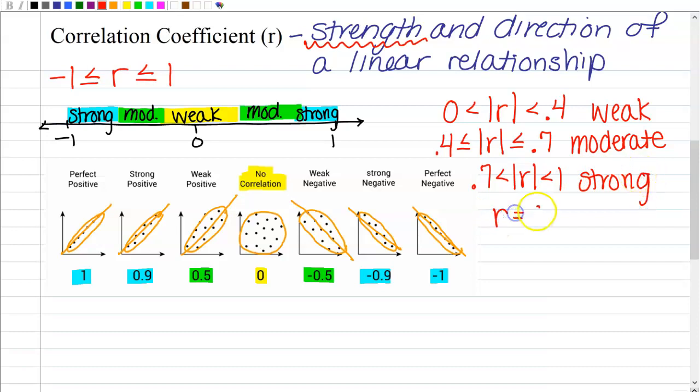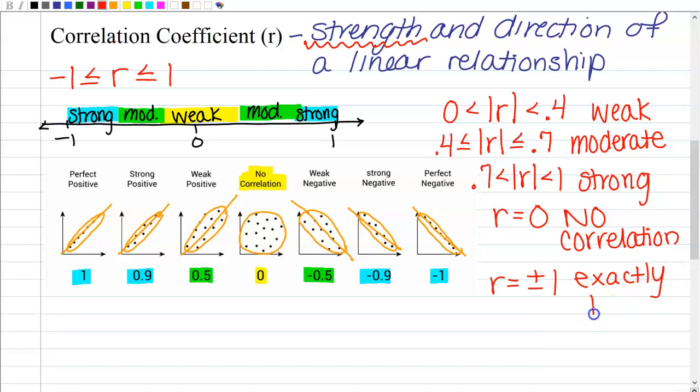If R is equal to 0, we say there is no correlation. And if R is equal to positive or -1, we say that the correlation or the relationship is exactly linear.